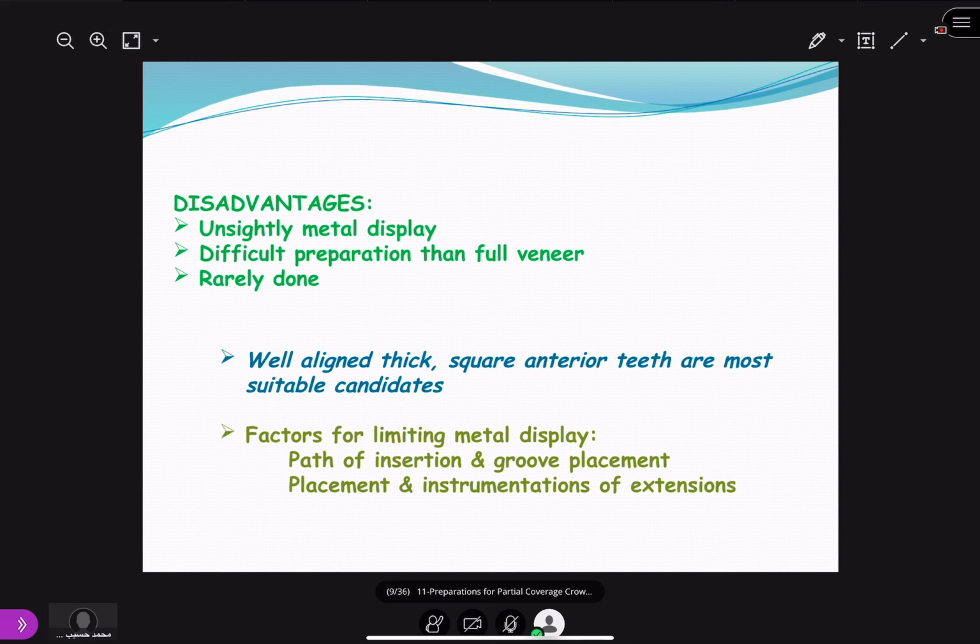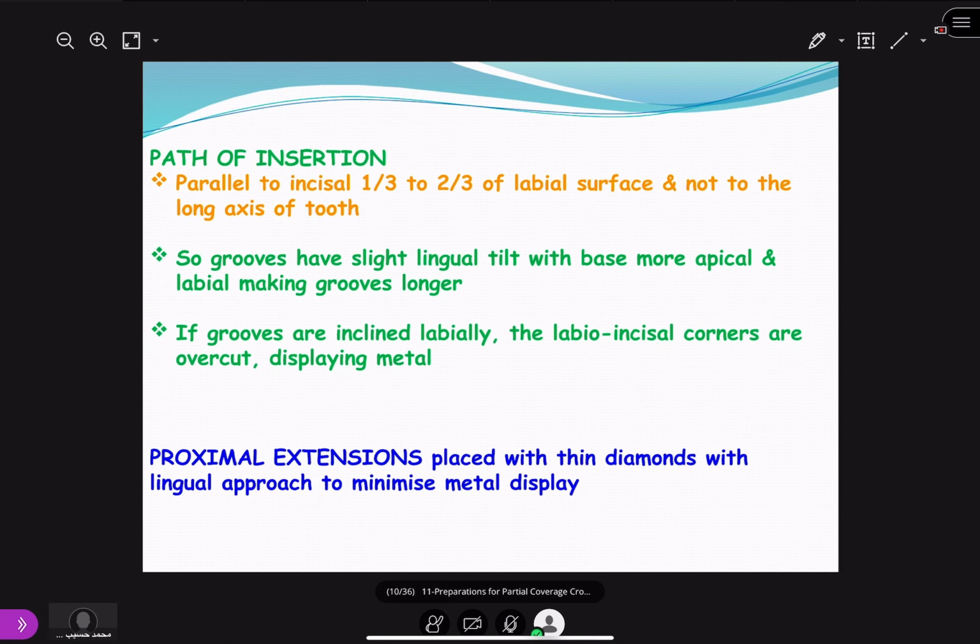So the factors for limiting the metal display, like path of insertion and groove placement, are very important in the display of the metal, along with placement and instrumentation of extension. So we will discuss them now. Path of insertion is very important. When we provide the partial coverage crown for the anterior teeth, the path of insertion should be parallel to the incisal one third to two third of the labial surface, and not to the long axis of the tooth.